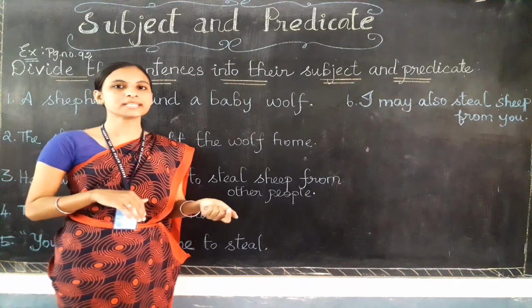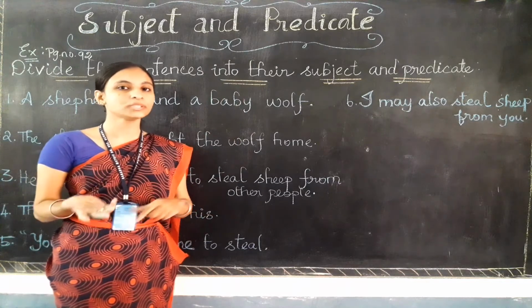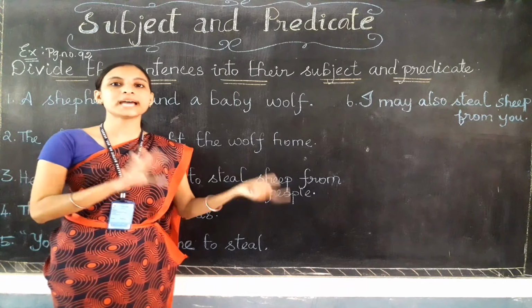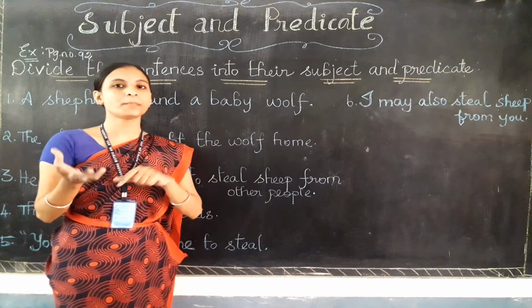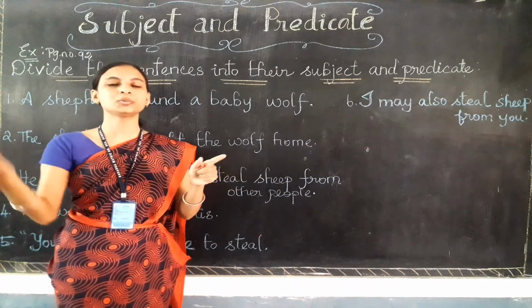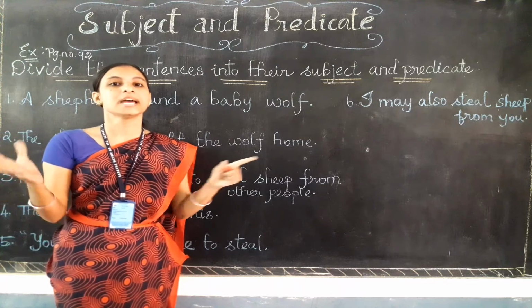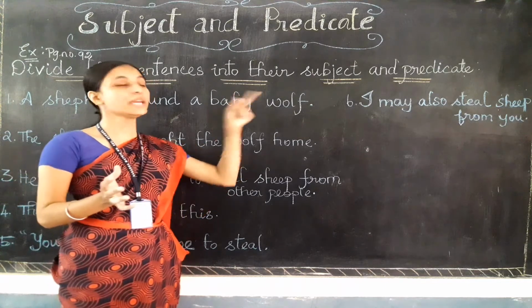What is a predicate? The predicate talks about the action done. What action is done? It starts from the verb and goes to the end of the sentence. That part is referred to as the predicate.